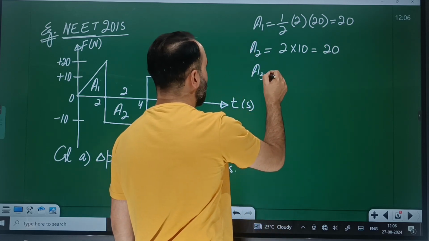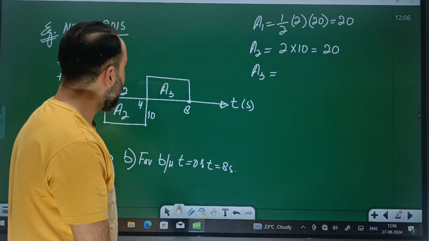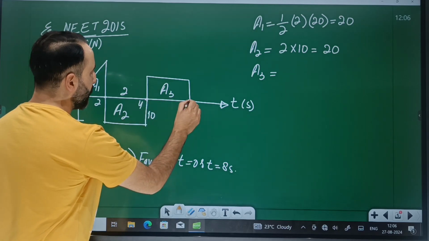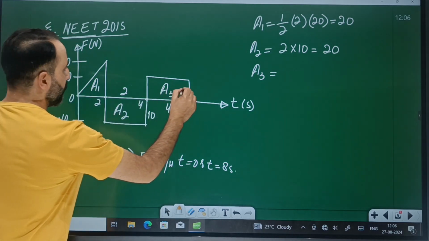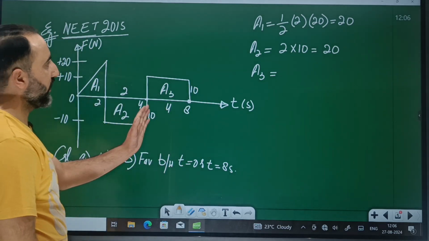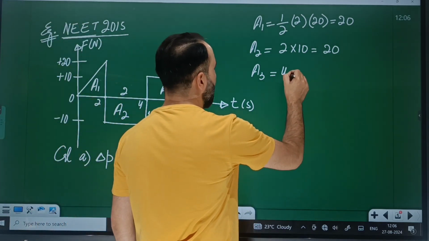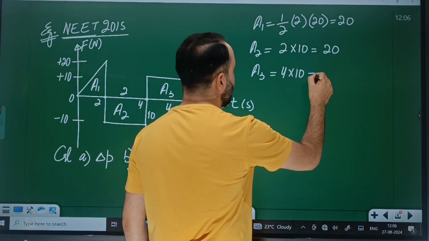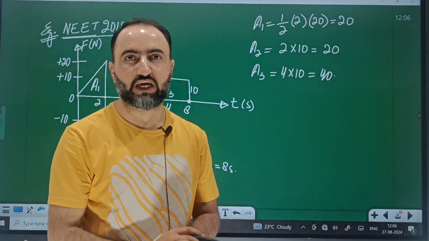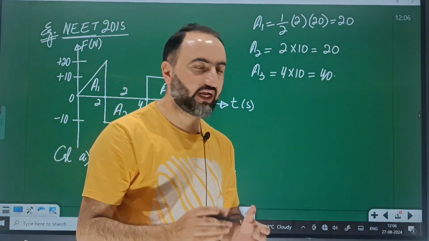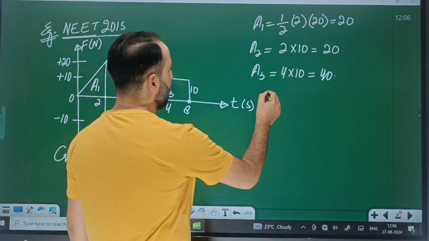Then calculate the value of A3. Again, it is length into breadth. From here to here, it's equal to 4. Right, beta? This is equal to 10. So it will be 4 multiplied by 10. 4 multiplied by 10 is equal to what, beta? That's equal to 40. Right? So we calculated the values of A1, A2 and A3. Let us calculate the total area or the delta P.